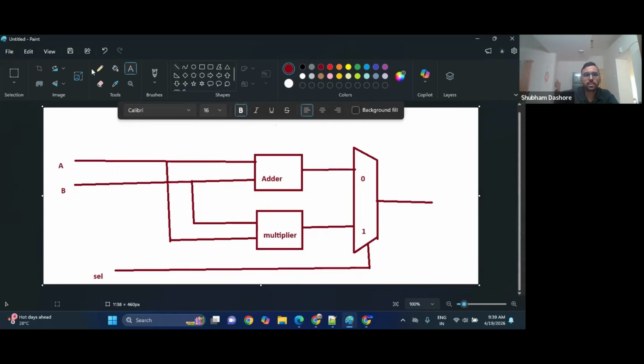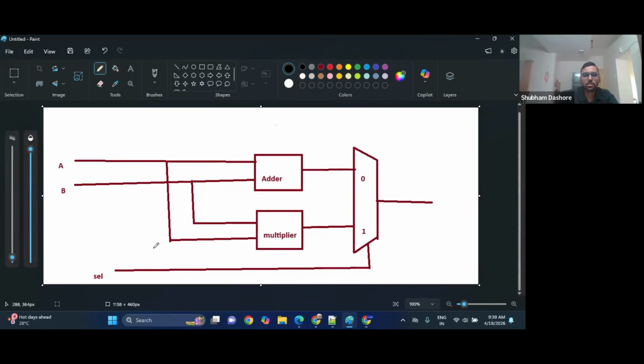Now if the select line is 1, it will select the multiplier output, let us take this as x, and if the select line is 0, it will select the adder output y. But let us say the select line is 0 now and the output is y, but A and B both are still going into the multiplier, and there will be toggling. The multiplier is still functioning, but our mux is only selecting 0 at that time.